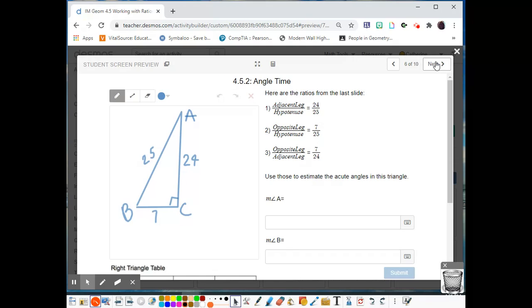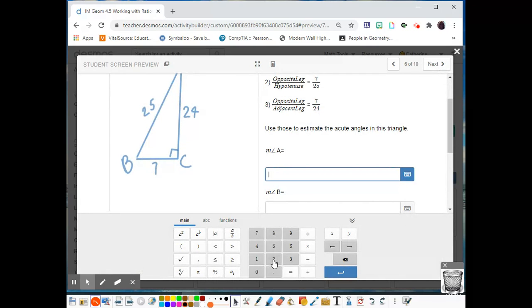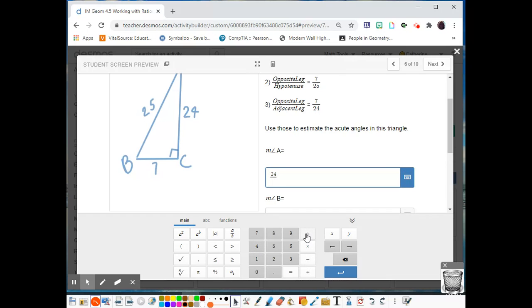All right, now we're going to use this information. Remember, our goal for the day is to use that chart and the information we know about a right triangle to estimate the angle measures. And so we're going to estimate the measure of angle A by looking at that ratio that we have, 24 over 25. And you can go ahead and plug that in. What is 24 over 25 as a decimal? Because that really is what is going to help us find the angle measure in our chart.